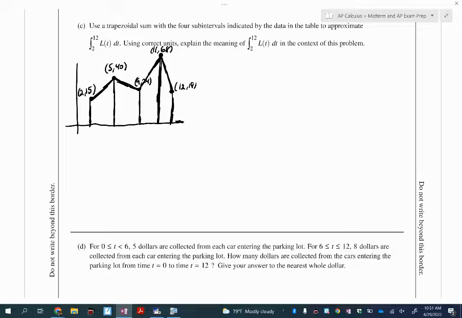All right. So to find the area under the curve, which this problem is asking you to find the integral from 2 to 12 of this function L of t, that's literally just saying find the area under the curve. And I know these aren't curves, they're all lines, right? But essentially, if I find the area of each of these trapezoids and add them together, that is called a trapezoidal sum. So one of the hardest things about this problem is, do you know the area of a trapezoid?